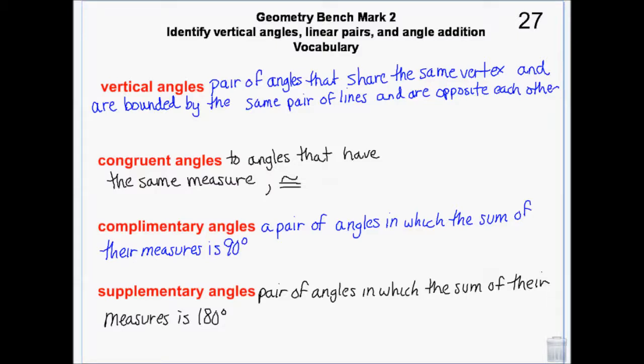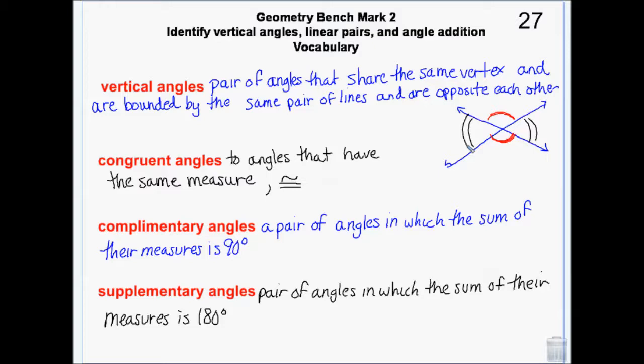Vertical angles share the same vertex, are bounded by the same pair of lines, and are opposite of each other. So basically what that says is if I draw two lines that intersect, they make four angles with one vertex. The angles that are across from each other are vertical. So in this case, the red angles would be vertical, but these angles are also vertical. So you have two sets of vertical angles when you intersect two lines, and it's just the ones that are opposite of each other. Okay. Congruent angles are angles that have the same measure. So all 40-degree angles are congruent to each other.